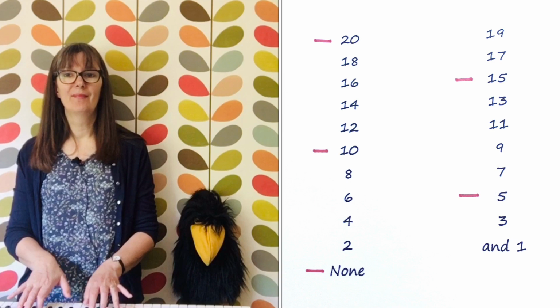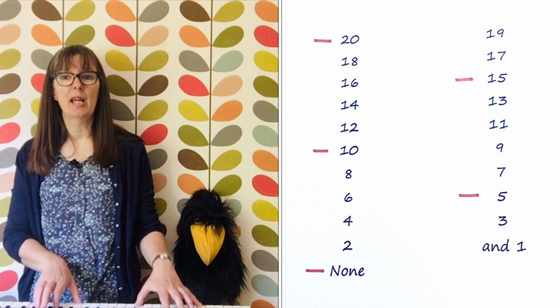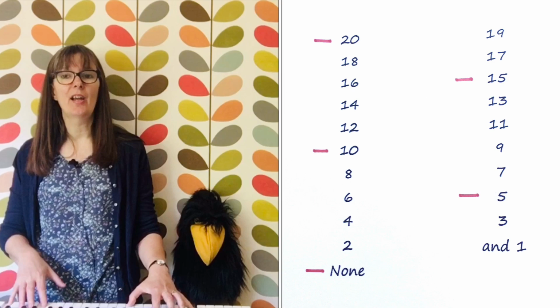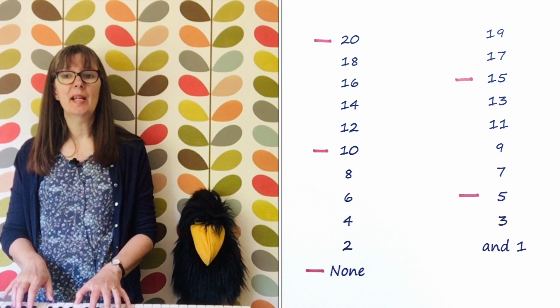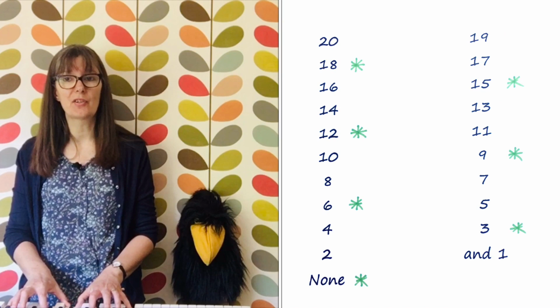20, 18, 16, 14, 12, 10, 8, 6, 4, 2, none. 19, 17, 15, 13, 11, 9, 7, 5, 3, and 1. Well done. This time you're not clapping. This time you're going to tap your knees on the stars. This is a three times table.